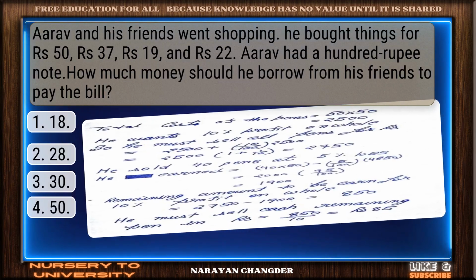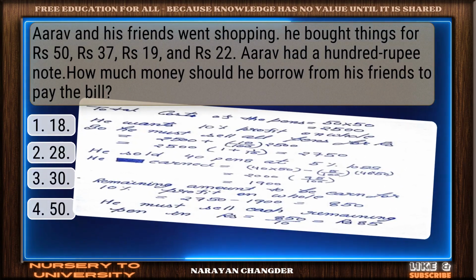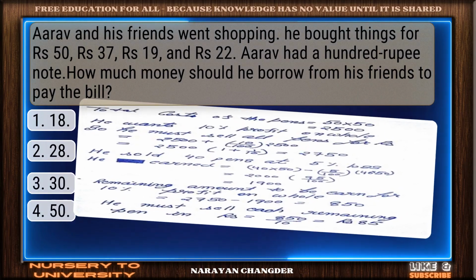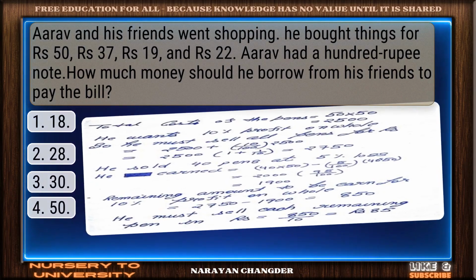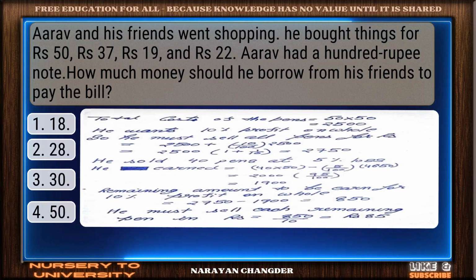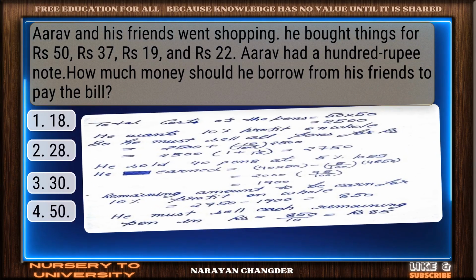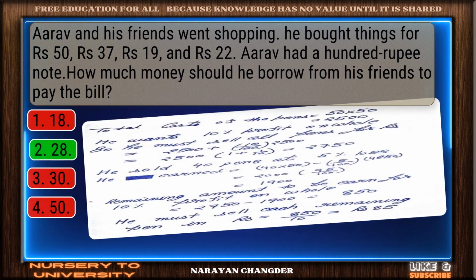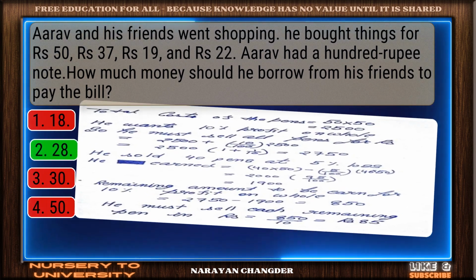Arav and his friends went shopping. He bought things for Rs 50, Rs 37, Rs 19, and Rs 22. Arav had a 100 rupee note. How much money should he borrow from his friends to pay the bill? Well reasoned. 28 is the correct choice.